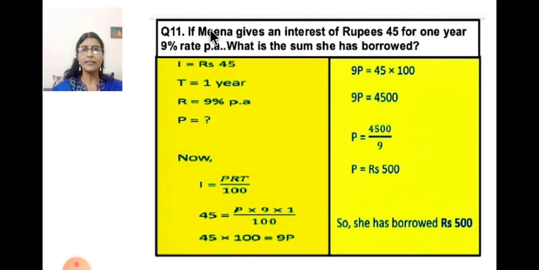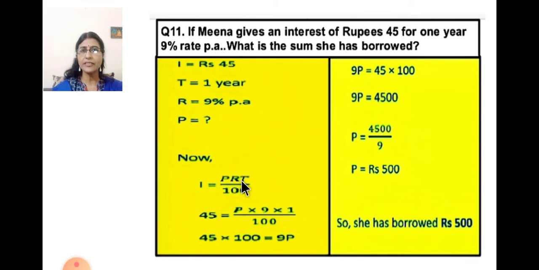Now question number 11 of exercise 8.3. If Meena gives an interest of rupees 45 for 1 year at 9% rate per annum, what is the sum she has borrowed? So again, we are going to write what is given in the question. Interest is given, rupees 45, and time is 1 year, and rate of interest is given 9% per annum. Now here what we have to find out? We have to find out the sum, and we know sum means principal. P is equal to question mark.